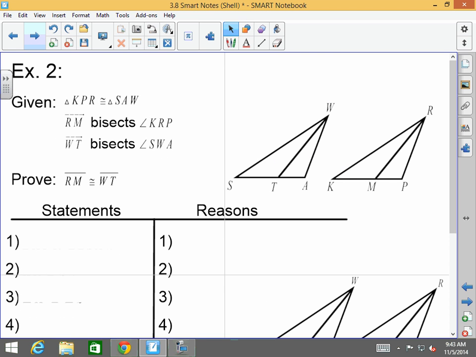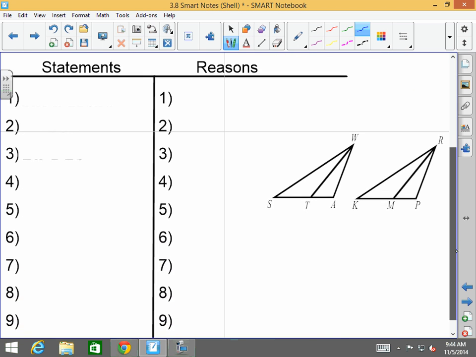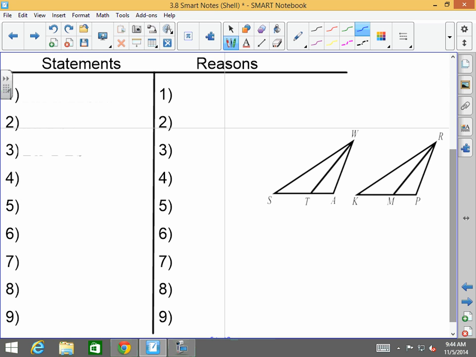Thank you. Okay. They tell you right off the bat that triangle KPR is congruent to triangle SAW. They tell you that RM bisects angle KRP and that WT bisects angle SWA. They want to prove that RM is congruent to WT. So you want to prove here in the end that RM, this guy right here, is congruent to WT. Okay? So again, let's go down so we can see everything that's happening here in detail.